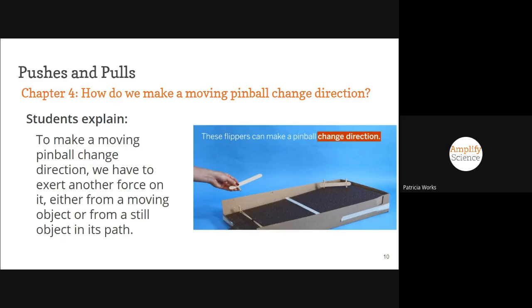By the end of Chapter 4, students understand that making a moving pinball change direction requires another force to act on it, either from a moving object or from a still object in its path.